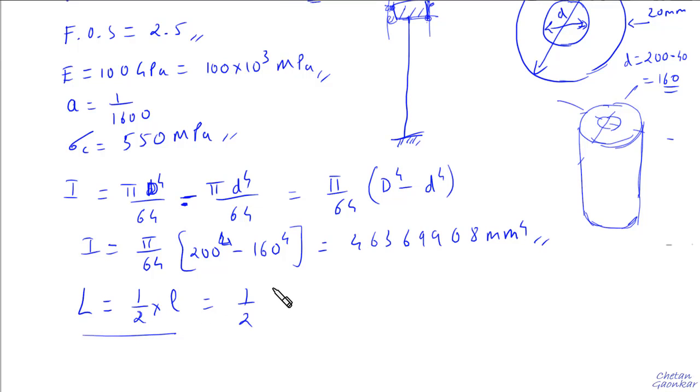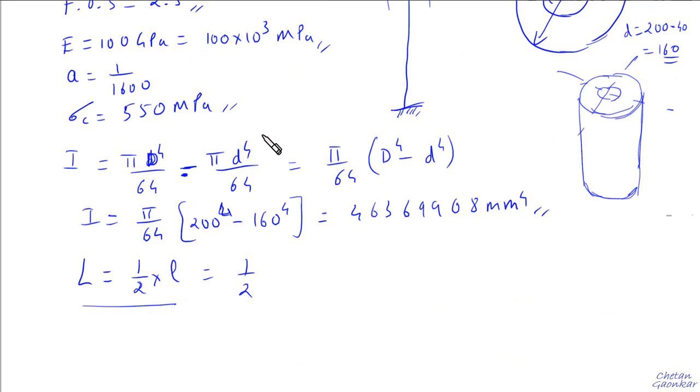So this will be half of how much? It will be half of the actual length. The actual length is given as 4.5 meters. So half of the actual length will be 4.5 multiplied by 10 to the power 3 mm. So this value will turn out to be 2250 mm.